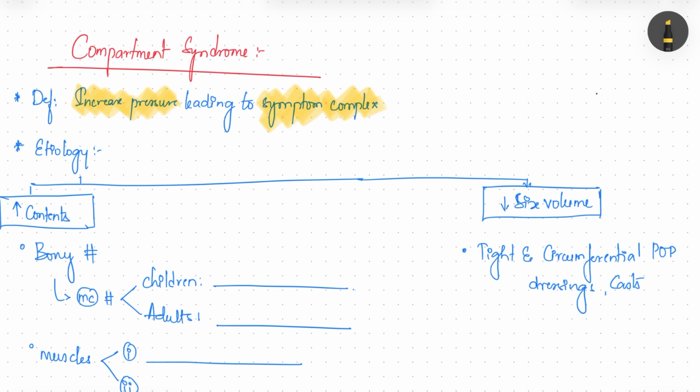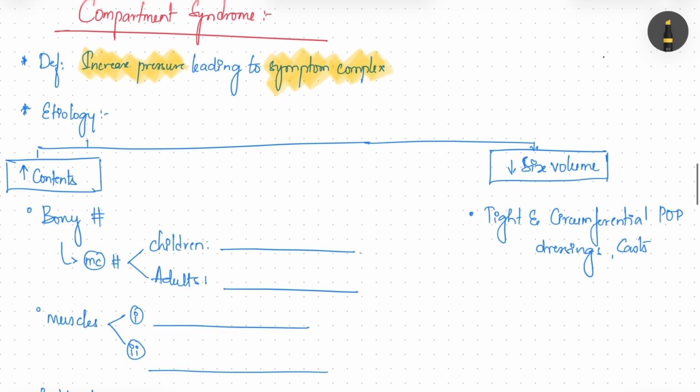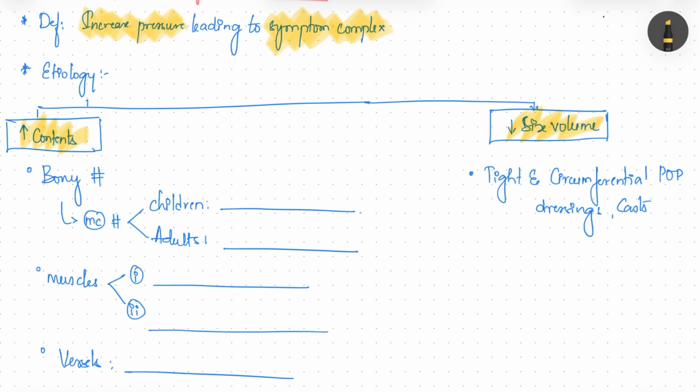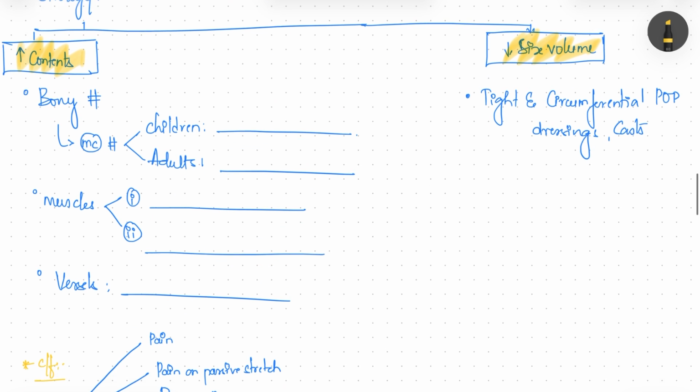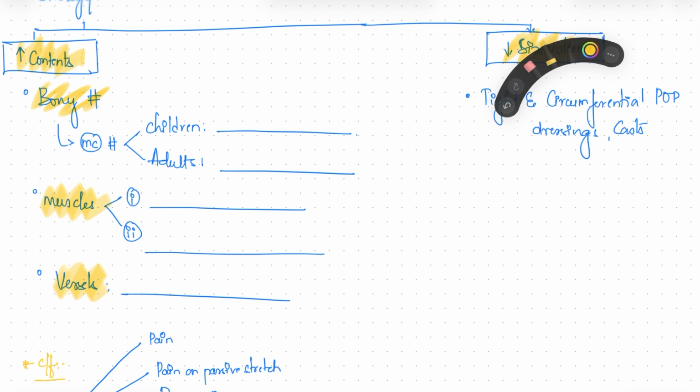So, next we'll look into the etiology part. We have mainly two etiologies: it may be due to increased contents or it may be due to reduced size volume. So let's see in detail what happens in the contents. We have mainly bony fractures, then muscle related, then vessel related. In bony fractures, we'll see the most common fractures, and we'll split them into children and adults.